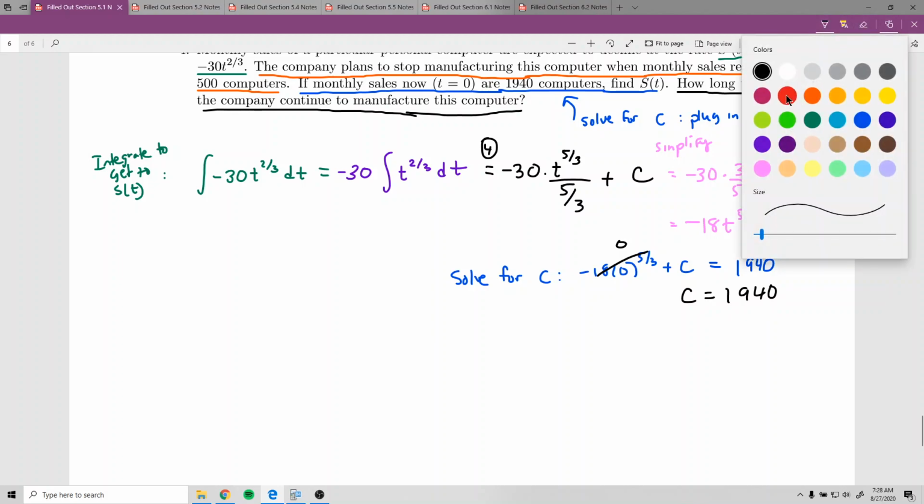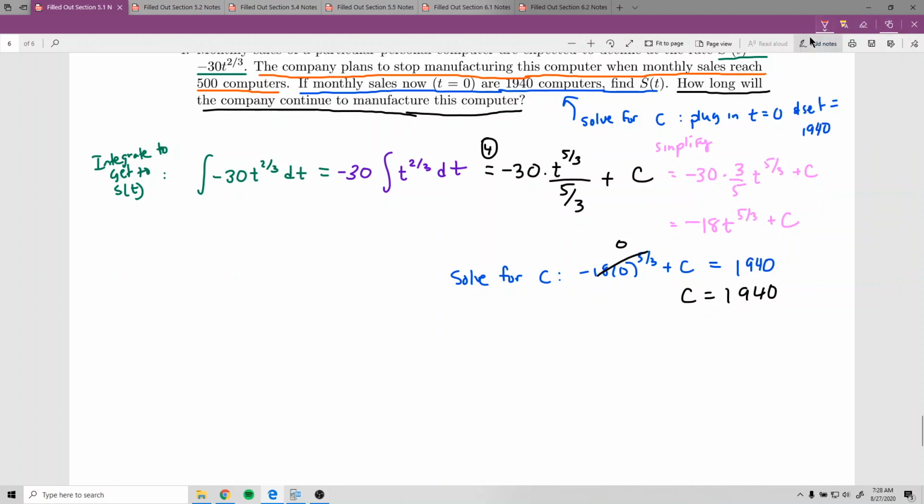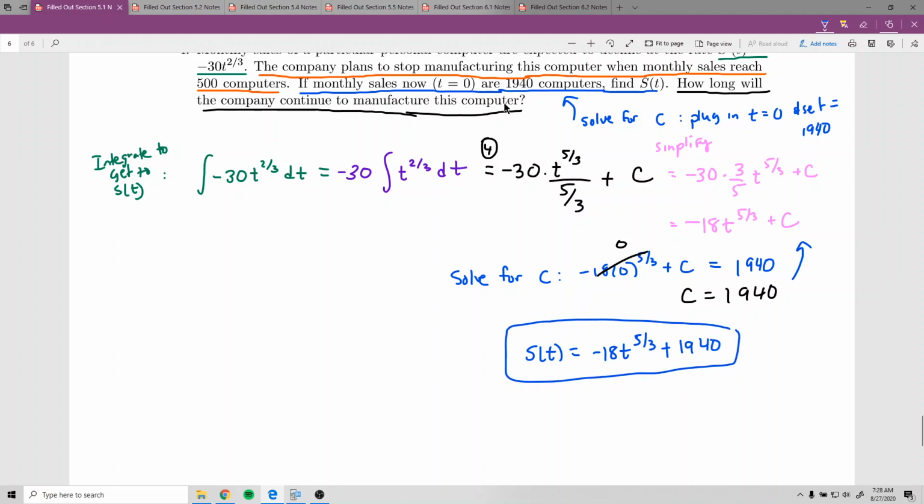But once again, we saw previous examples where c is not just that number, so be careful. You do almost always have to be plugging in t equals 0. And even if you do, it might not be that. So just see the way it works out. But we plug in our c, and then we have our S of t equals -18 t to the 5/3 plus 1,940. That's the first part.